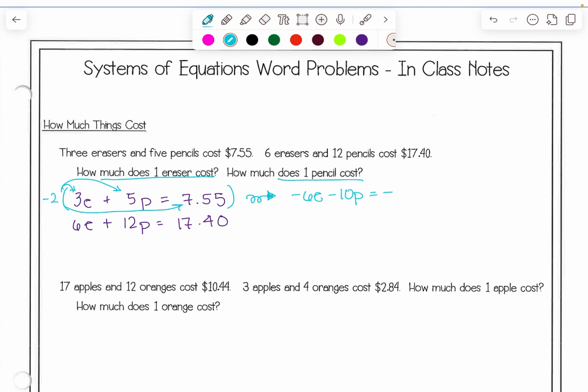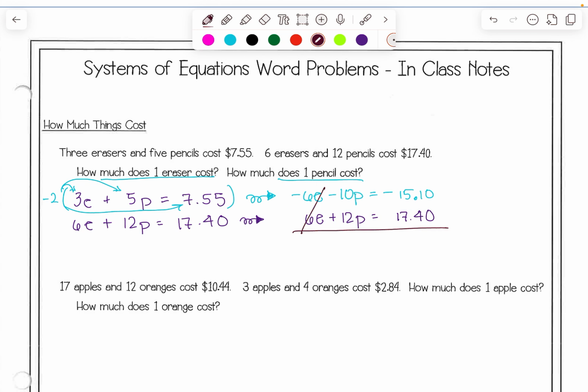I've gotta do the math. I'm having a brain fart. If you take 7.55 and multiply that by 2, you would get -$15.10. Brain fart moment. Okay, now I can just bring over my bottom equation. That's +6e plus 12p is equal to $17.40. Let's add going down.